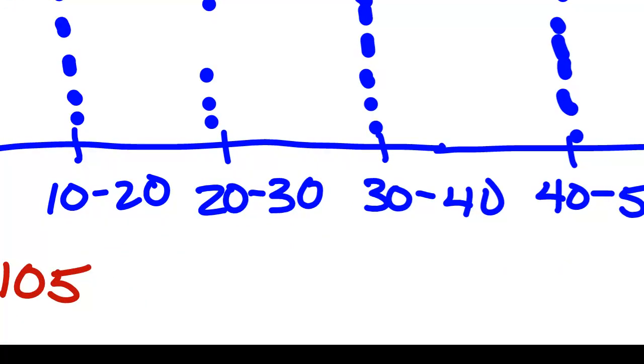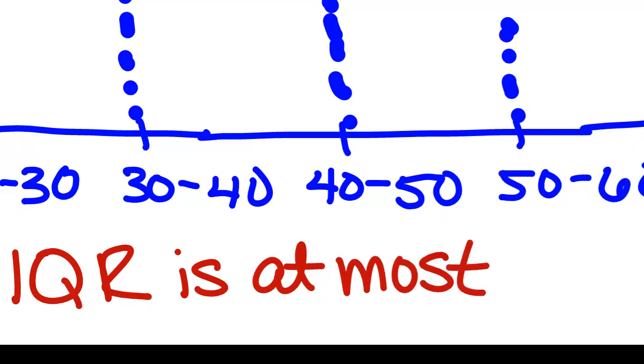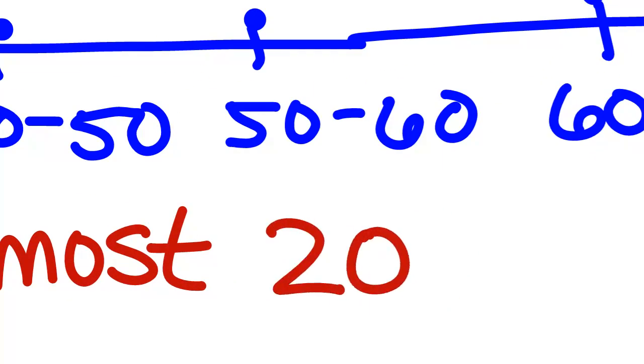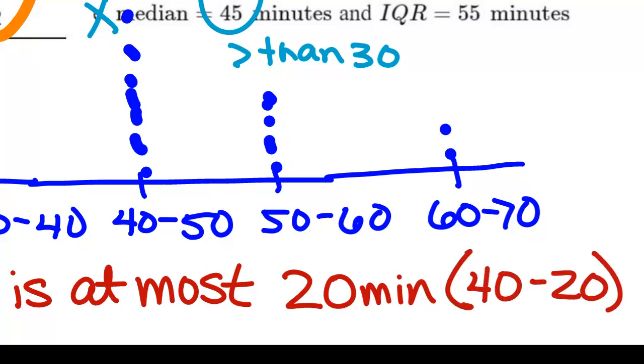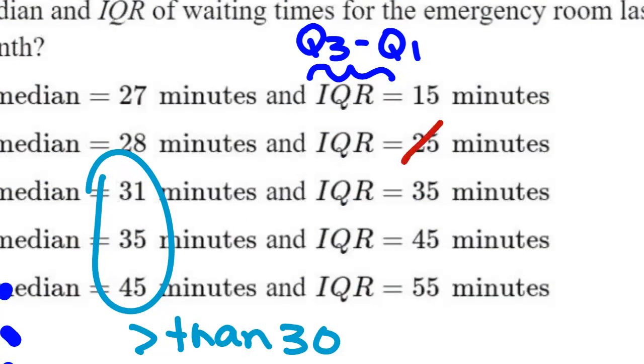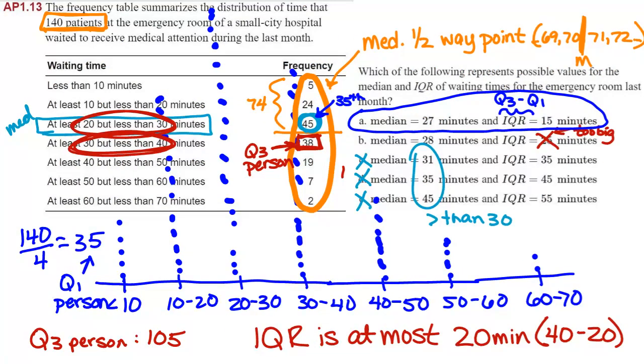So IQR is at most 20 minutes (40 minus 20). This one is too big. So option A. That would be my best guess.